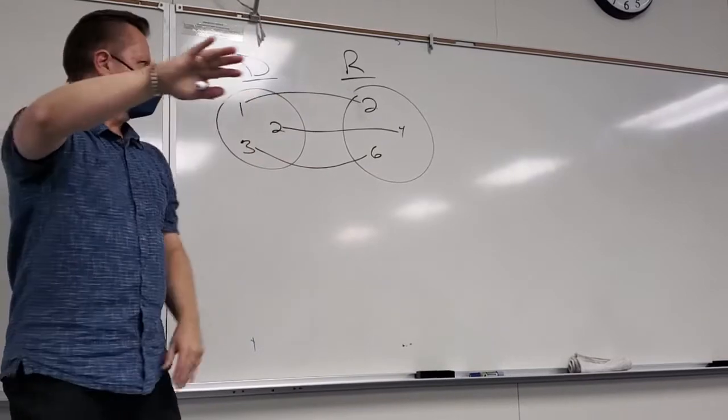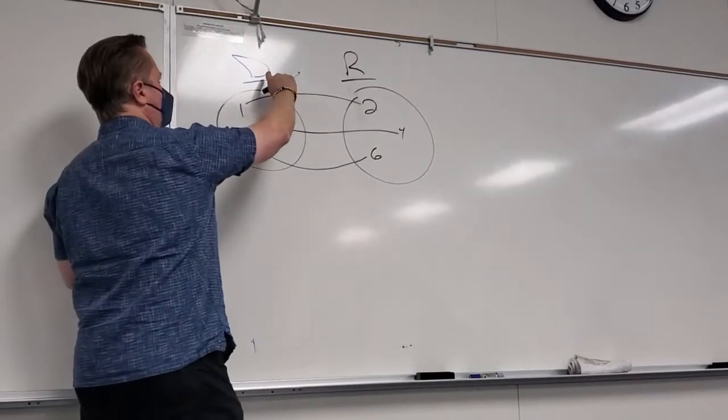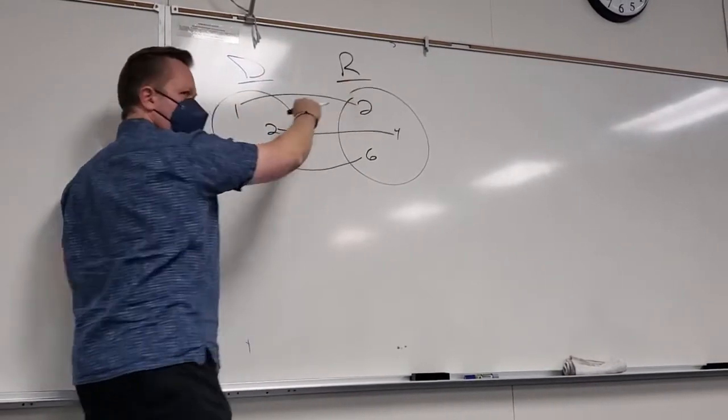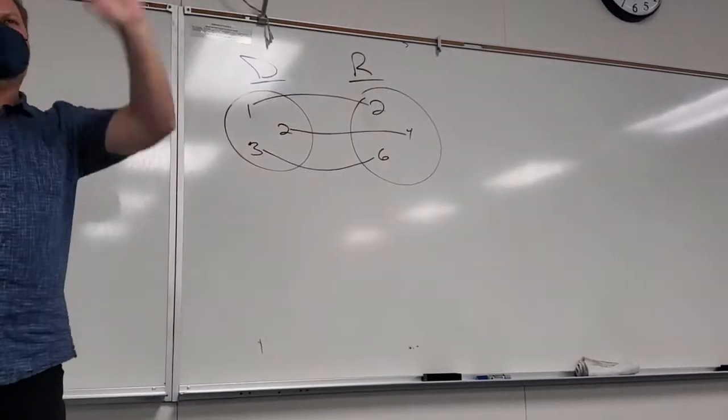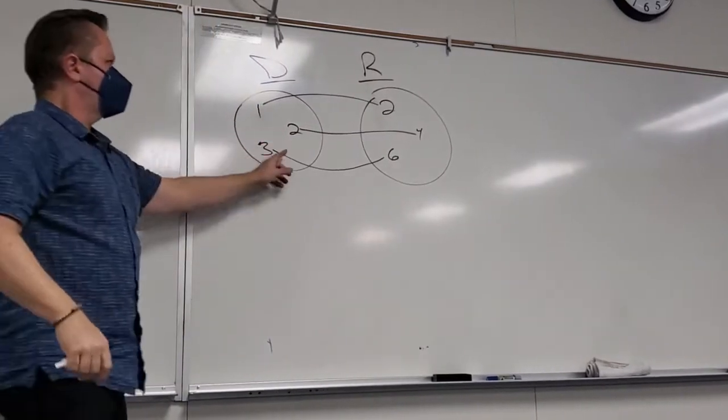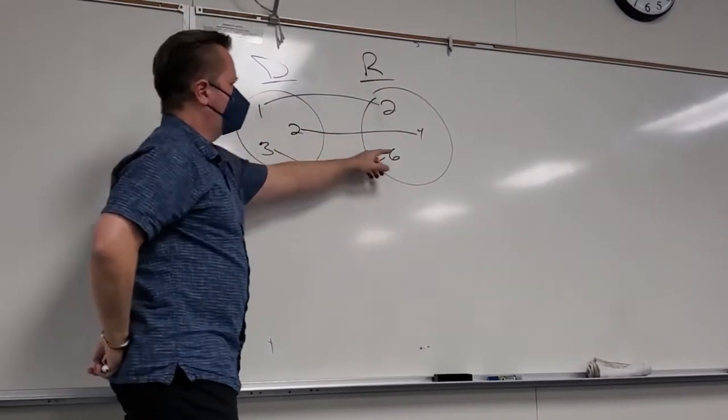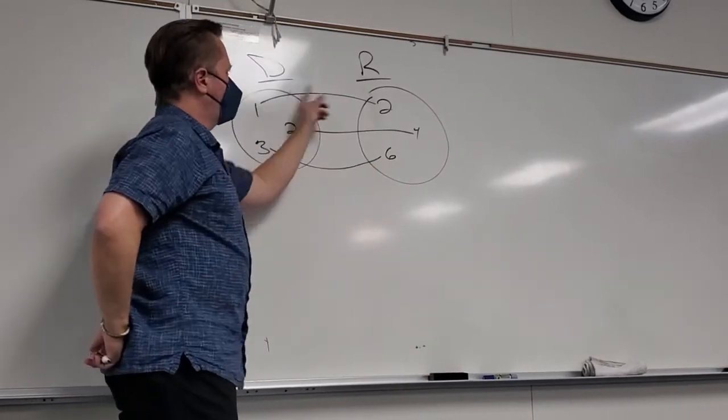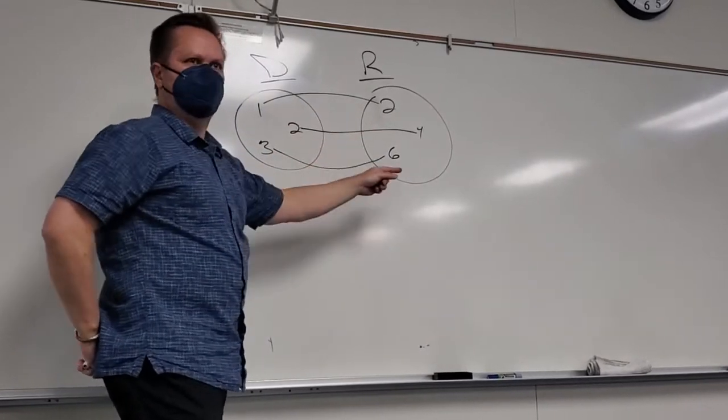That's enough algebra. Okay. So this is the idea of domain and range, right? But we don't have to look at them as domain and range. This is the set of 1, 2, 3. This is the set of 2, 4, 6. And there's a one-to-one correspondence.